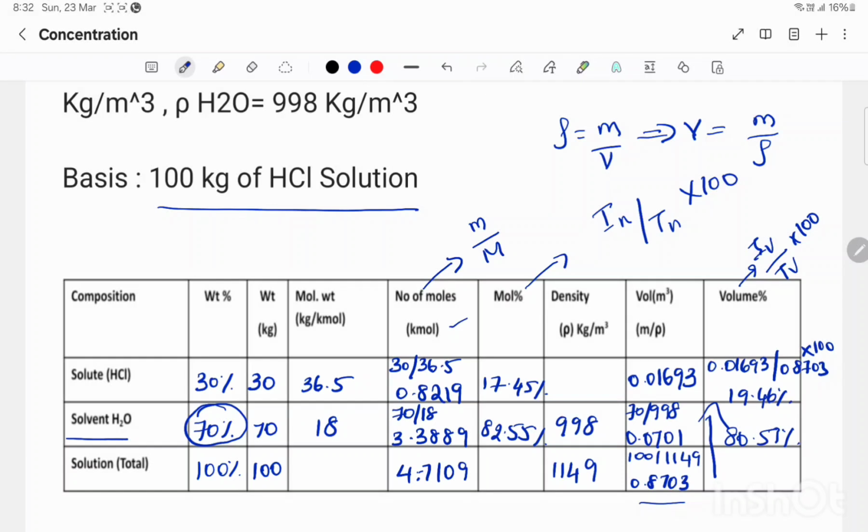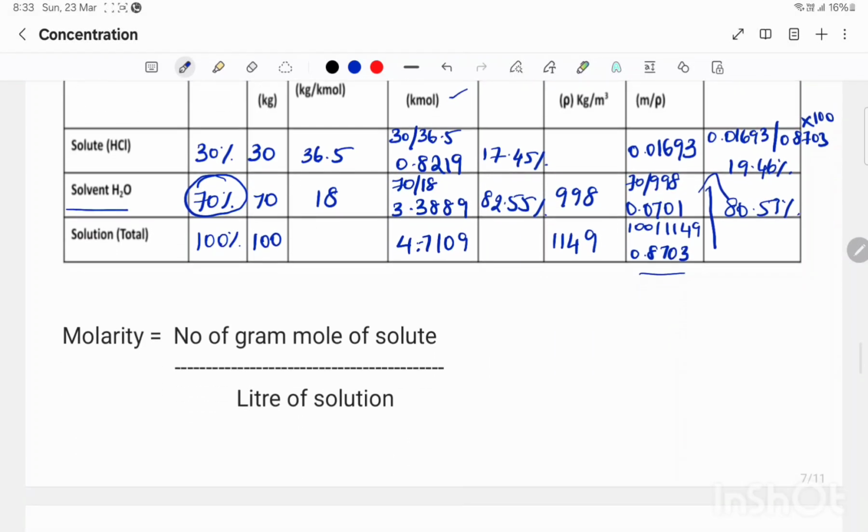So next question is, we have to calculate what is molarity, molality, normality and ppm. So molarity is the number of gram mole of solute by liter of solution. So from the problem, we have to pick out the data, gram mole of the solute. So here the number of moles of solute is 0.8219 and the unit is kilomole. So we should write in gram mole. So 0.8219 kilomole into gram mole is 10 raised to the power 3 gram mole divided by liter of solution.